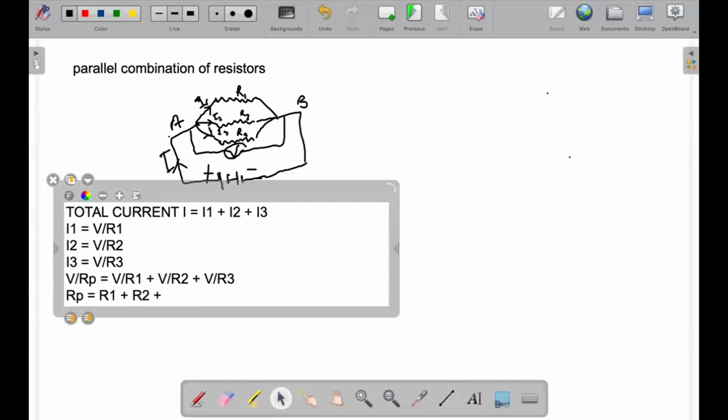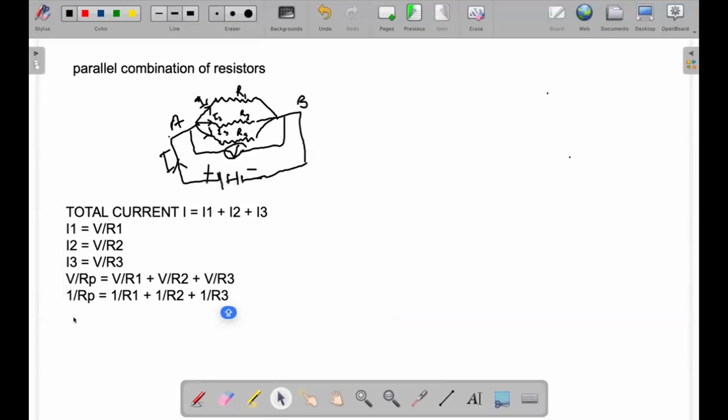Sorry. We have to look at the reciprocal of this. So V common is, this is 1 by R_P. It's equal to 1 by R1 plus 1 by R2 plus 1 by R3. So you can see that the reciprocal of the equivalent resistance is equal to the sum of the reciprocals of each resistance.